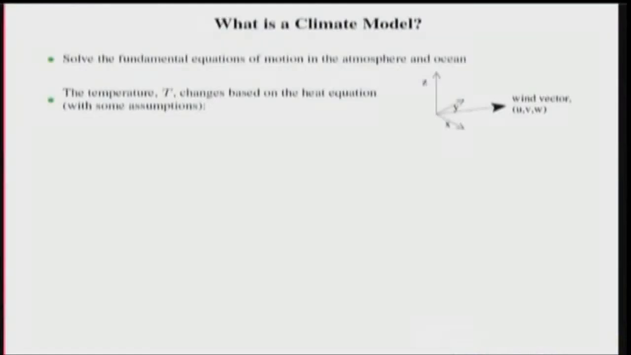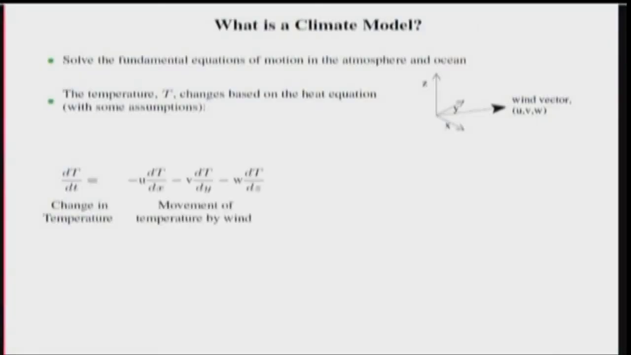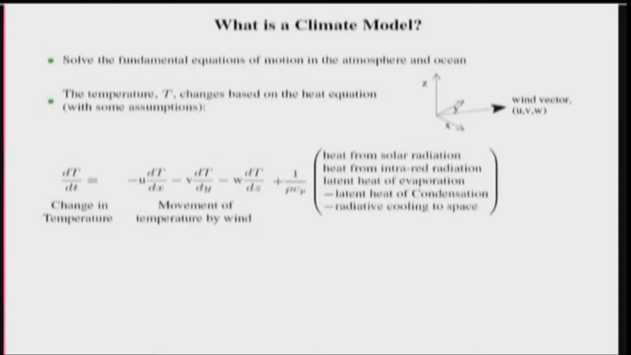So the temperature, for example, is one of the things a climate model predicts. This is calculated by solving the heat equation. I've made some assumptions to make the heat equation look simpler, but this is mostly what it is. We start off by writing dT/dt, where capital T is the temperature and lowercase t is the time. So dT/dt is how the temperature is changing with time.